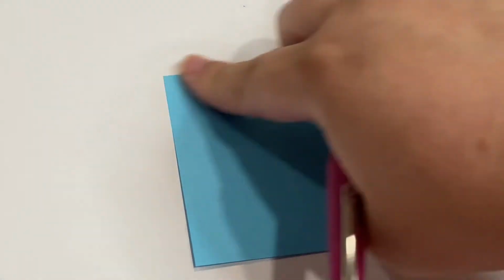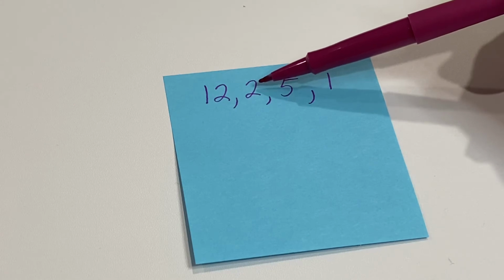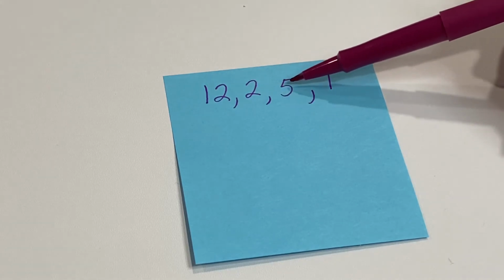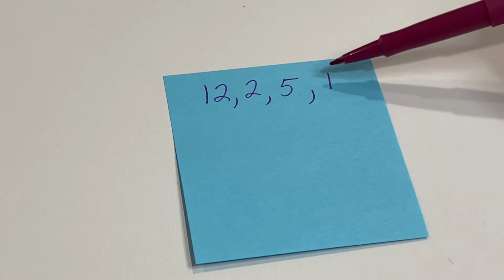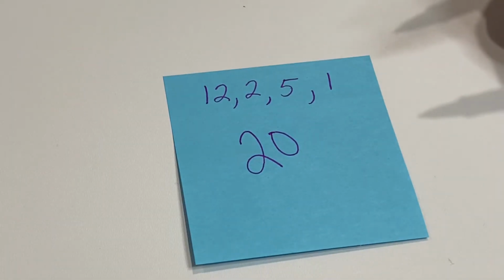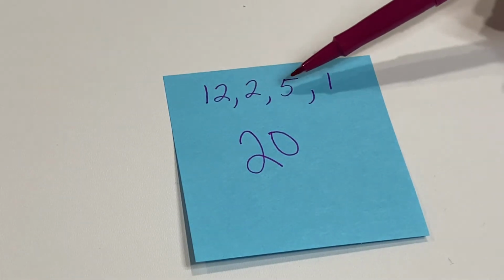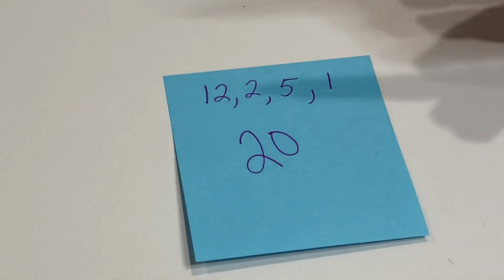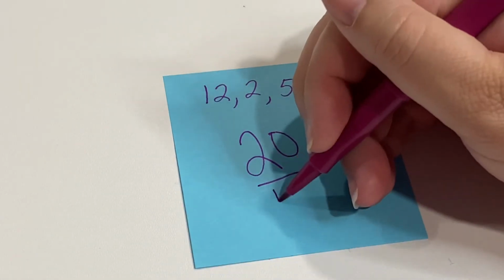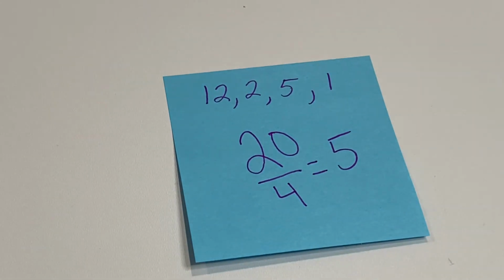Let's look at another example. What if there are 4 numbers? So we're going to add these 4 together. So 12 plus 2 is 14. 14 plus 5 is 19. And 19 plus 1 is 20. So we said we were going to add the numbers together and then we're going to divide by how many numbers there are. 1, 2, 3, 4. This is 4 numbers. So we're going to divide by 4. And we get 5 as our mean.